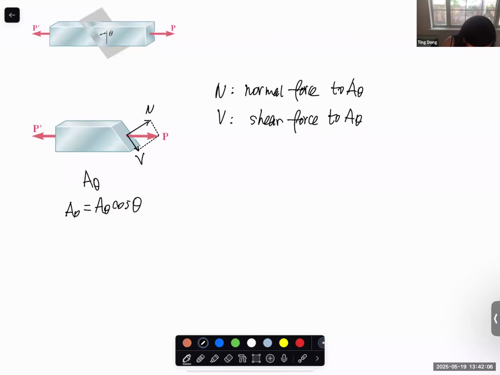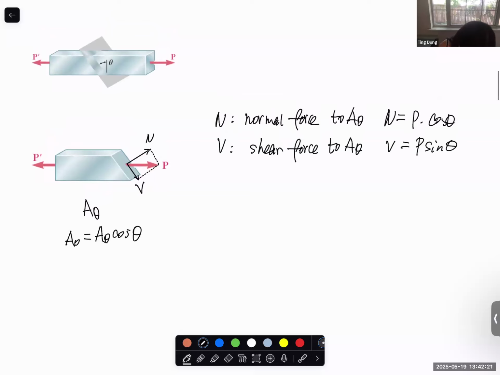So now to figure out the normal force and the shear force, again, N should be equal to P times cosine theta, and V is equal to P times sine theta. So this is theta.